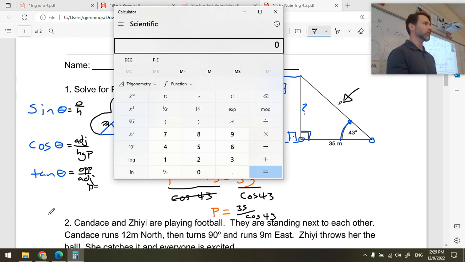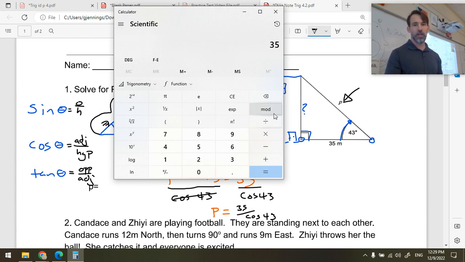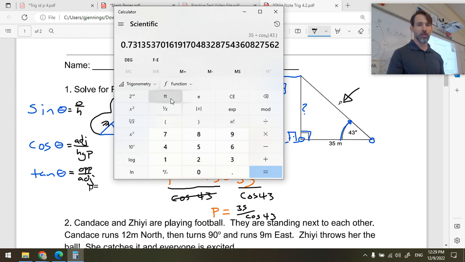So that's an important part of today's lesson and the rest of the time that we're going to have together, making sure you know how to punch these. Okay, so I want to punch 35 divided by the cosine of 43. On this calculator, I push 43 and then push the cosine button. That's the cosine of 43.